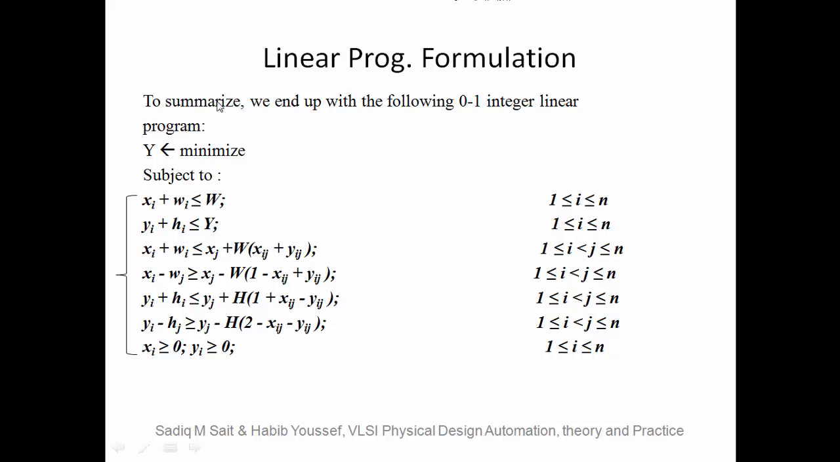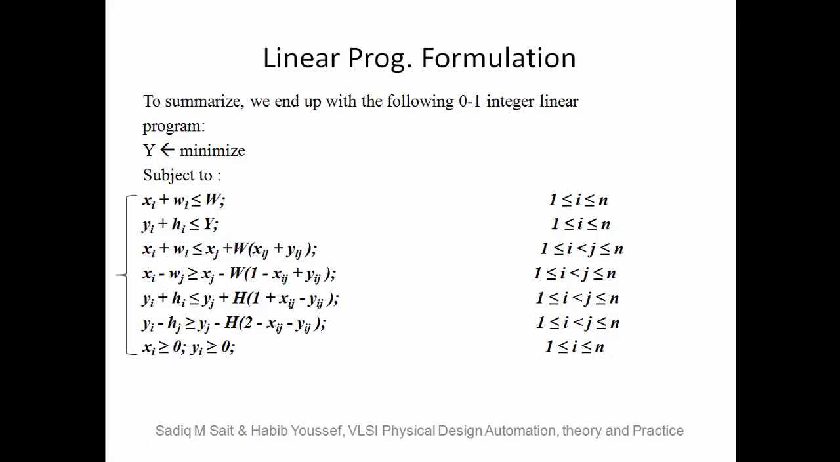So this can be written like this. So we can formulate a 0-1 integer linear programming problem. We say this because xij and yij are 0-1 variables, or binary variables, and of course xi, yi are integers. So I can minimize Y, where Y represents the height, subject to the following constraints. These two, I said, are the constraints to make sure that they are within the feasible floor plan. So the x coordinate of the lower left corner of any module plus its width cannot be greater than the total width of the floor plan.